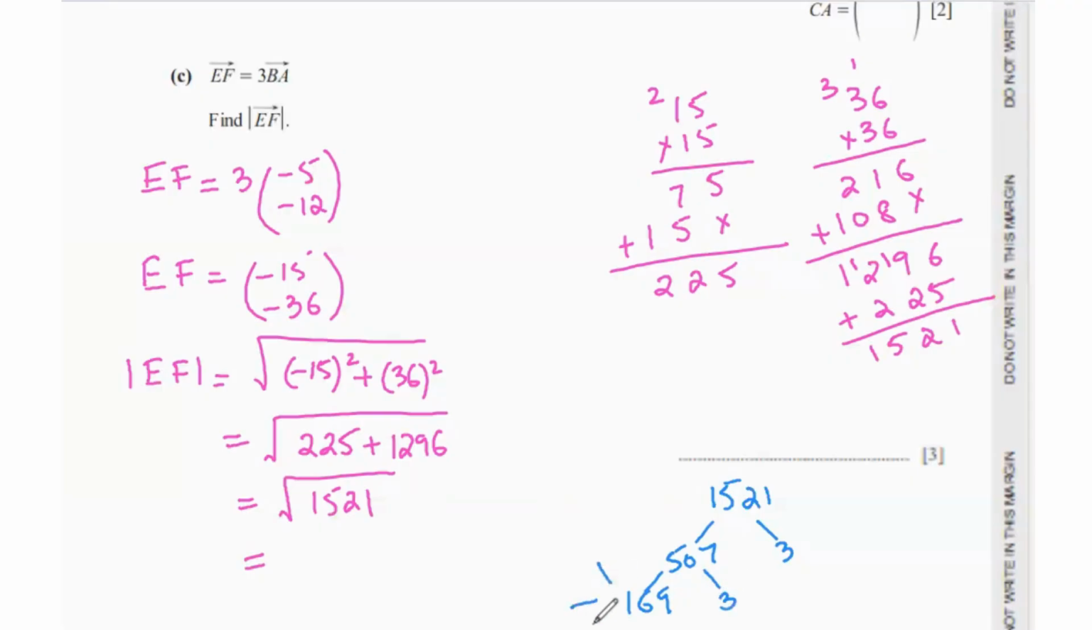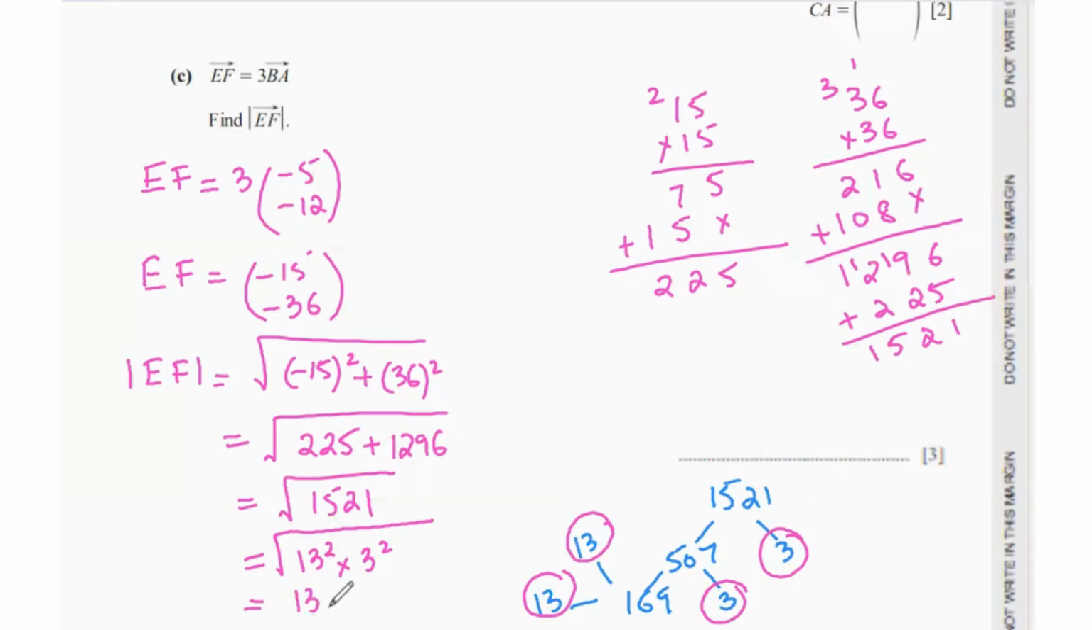Then 169 is basically the square of 13. We know 13 is a prime number, so we can't break it down further. So as you can see, 1521 can be rewritten as 13 squared times 3 squared. These are the final prime factors that we're getting for 1521. The square root of 13 squared is going to be 13 and the square root of 3 squared is going to be 3. So 13 times 3 is 39.